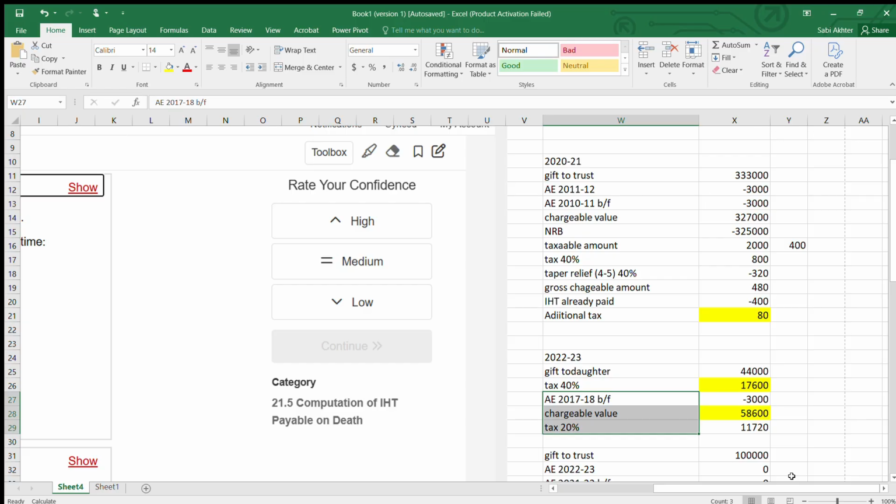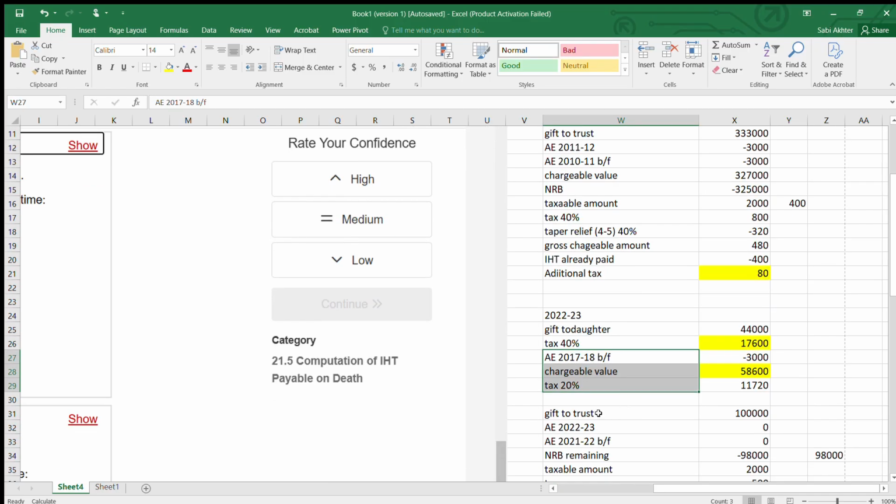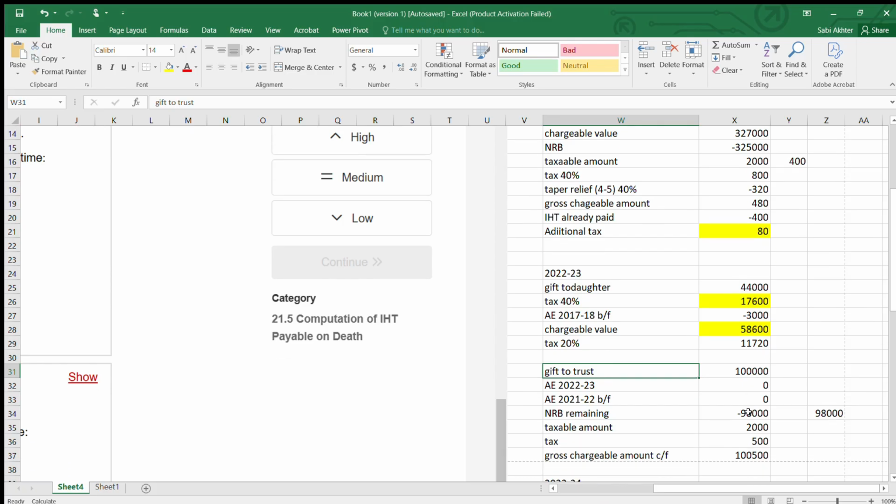Next, gift to trust in the same tax year. So gross chargeable transfer is 125,000. We have already calculated this in activity 2. Now, nil rate band. Here also we have no nil rate band available. You have to see that. Nil rate band available on death is 325.